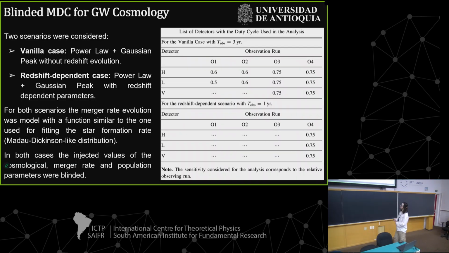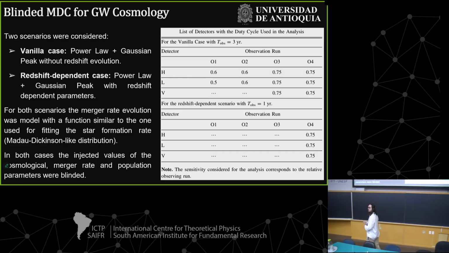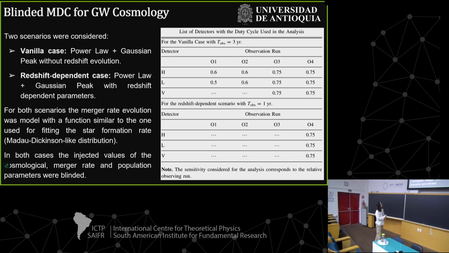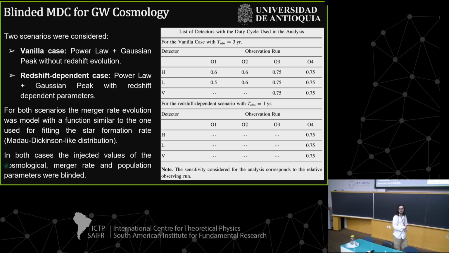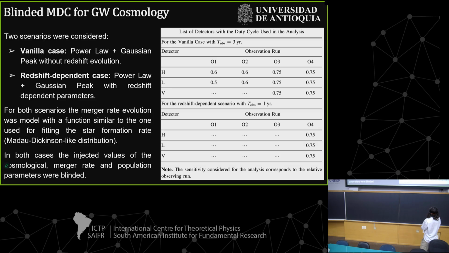And there were two scenarios that were considered. One, just to study statistical effects in the analysis. This is the vanilla case scenario, in which you consider the same population model for the generation of the mock data and for the analysis. In the vanilla case, we assume the 4 observing runs with some specific duty cycles for the different detectors. And then there is the second scenario that is used to study or address systematic effects.